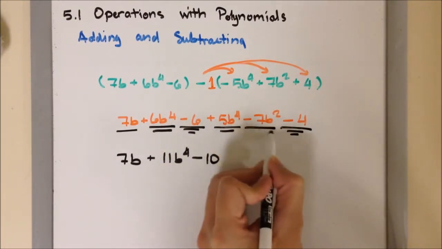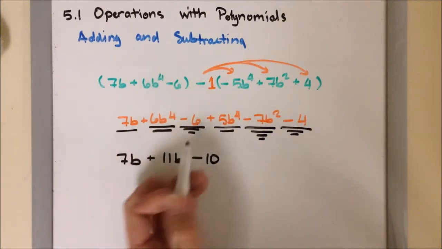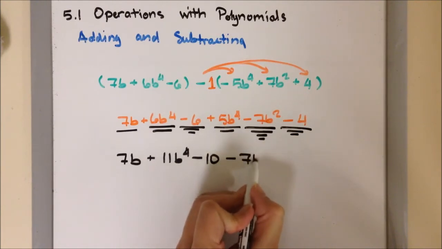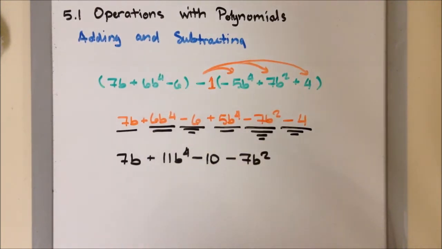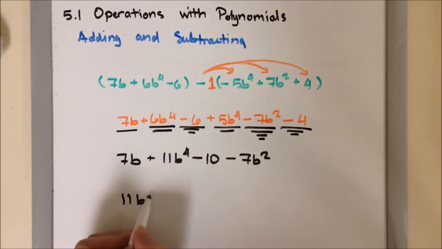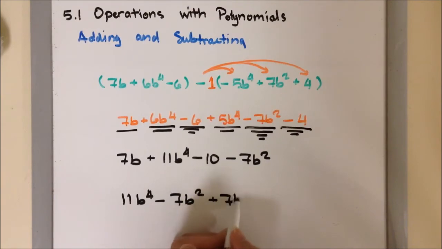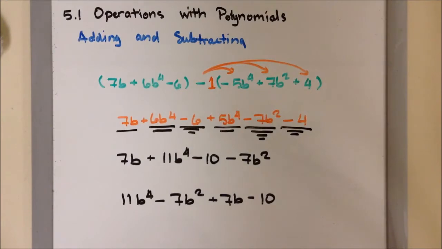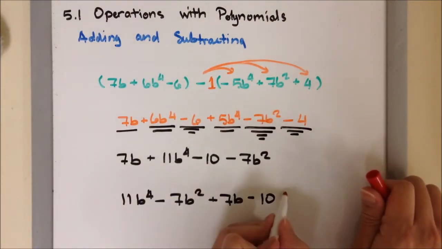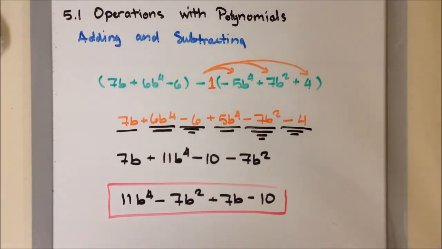And then my last one is b squared. I don't have any more, so I'm just going to bring it down. So negative 7b squared. Last, I'm going to put my terms in order, starting with the highest exponent. So 11b to the 4th minus 7b squared plus 7b minus 10. Since your terms are in order now, I can just box up the answer. Alright, there's our final answer.